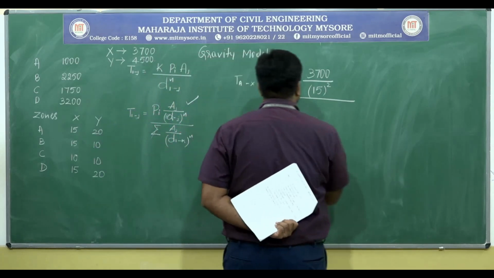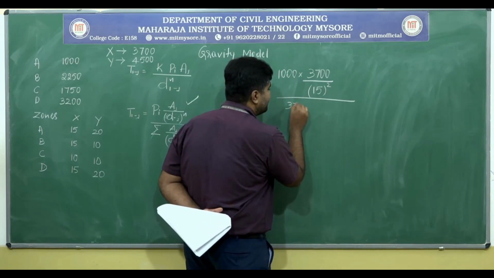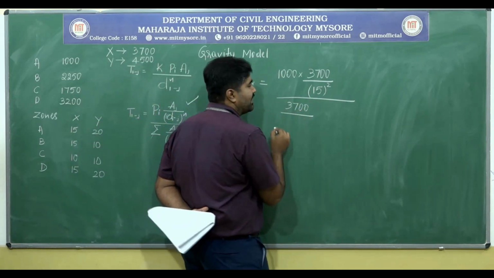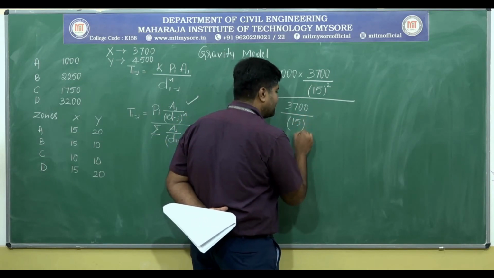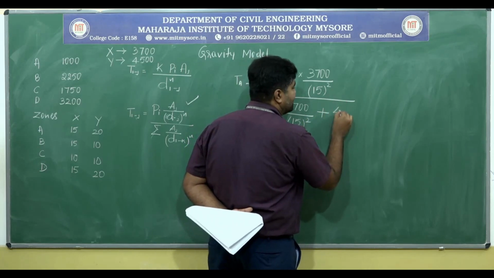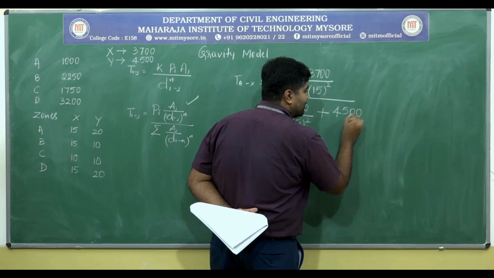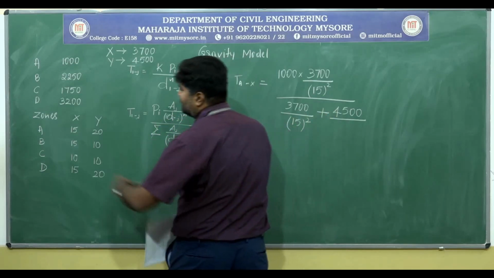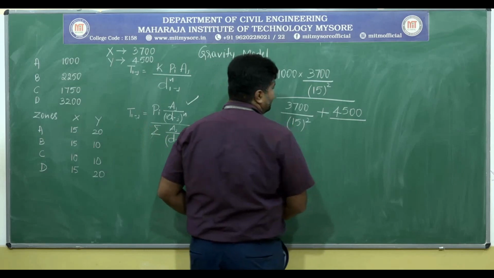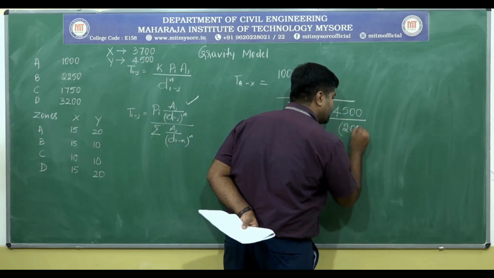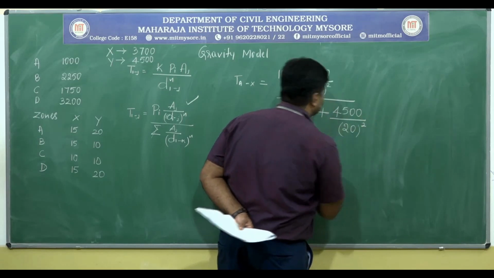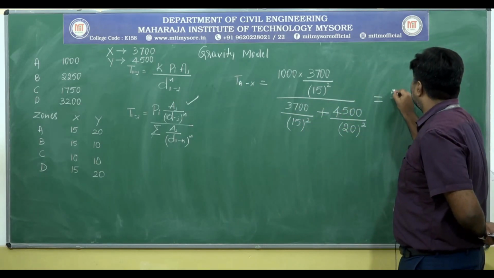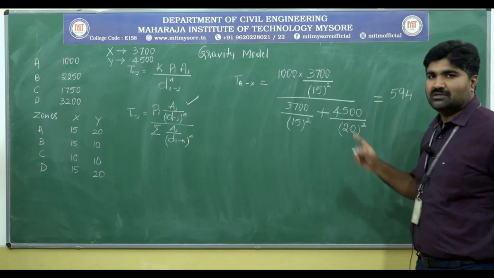That is A J divided by, we know the attraction 3700 divided by d I J to the power n, for this the time taken is 15, so 15 square, plus 4500, the summation of the attraction for industrial estates X and Y, 4500 divided by d I J, for this A to Y the time taken is 20 minutes, so divided by 20 square, with n value 2. Check it, use the calculator. I got 594. You have to check it.